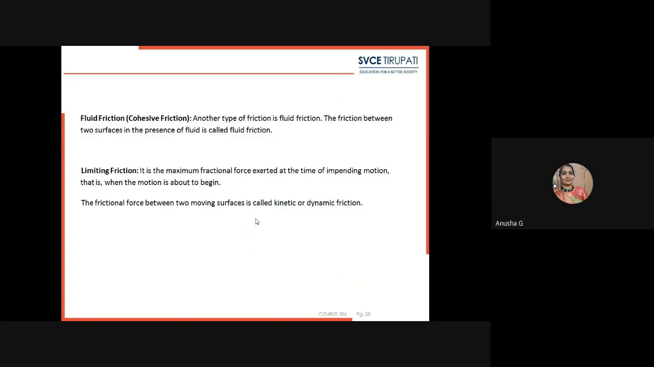Now we'll see another one, fluid friction or cohesive friction. This fluid friction is nothing but the friction which we observe in liquids.